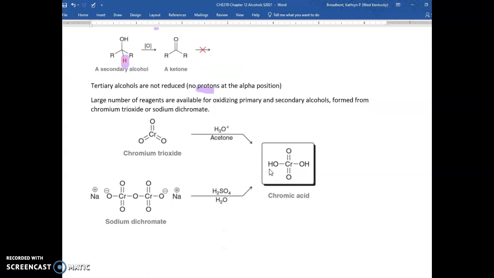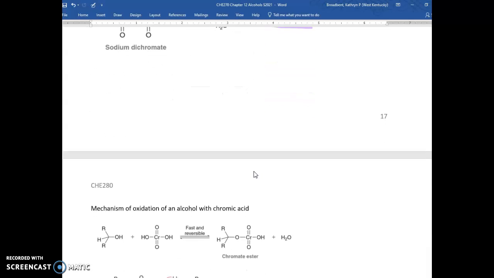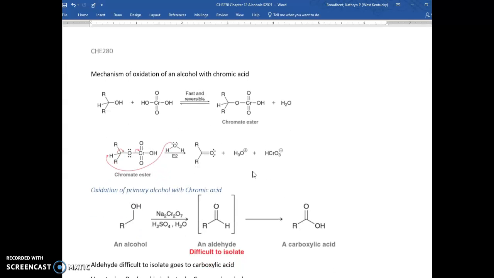And what these compounds make is chromic acid. Chromic acid is very toxic for the environment, and I'm told that this reaction is not used in industry very much anymore because of that. The mechanism here is going to be that the alcohol and the chromic acid are going to make this ether. This reaction is fast and reversible, but once it's made, the proton here can be snatched away and you end up with this nice ketone.